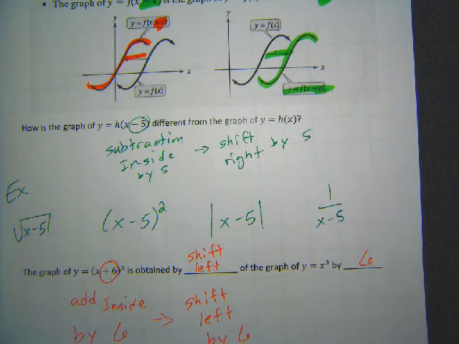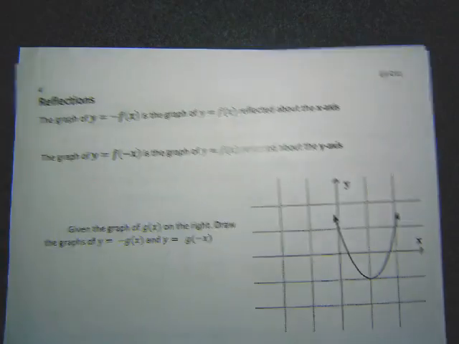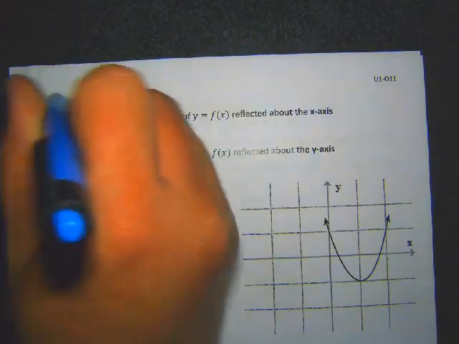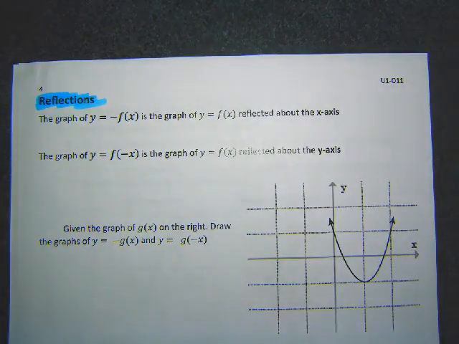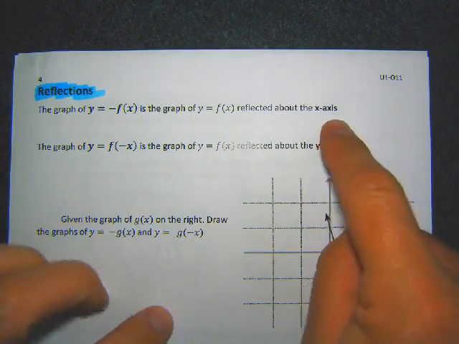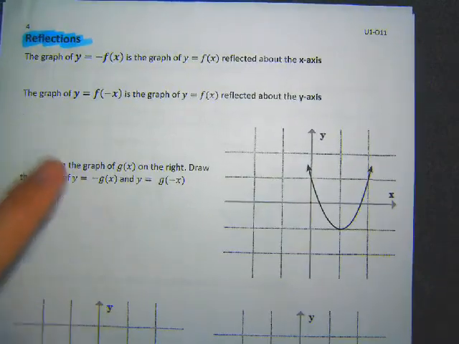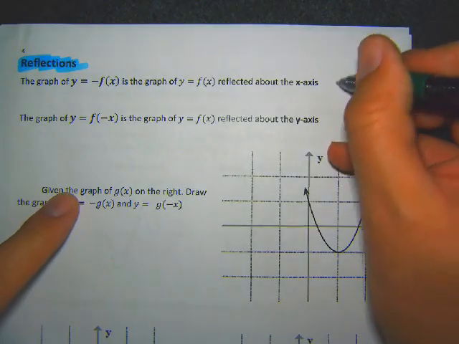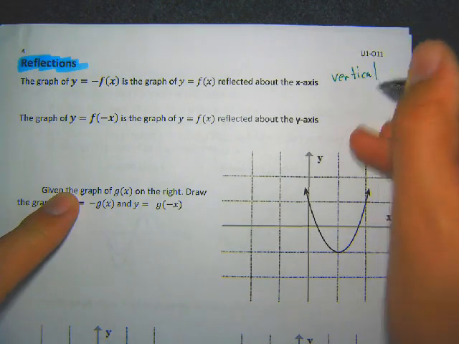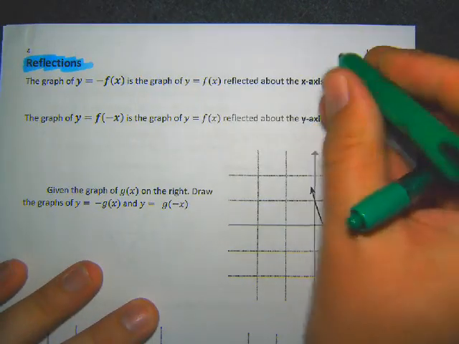Okay, the first type of transformations are all translations. So we had vertical translations, and we had horizontal translations. The next type of transformation is going to be reflections. So reflections is where we're going to flip it, and we're always going to flip over one of the axes, right? We're going to flip over the x-axis or the y-axis. The first one, where we flip over the x-axis, remember that's going to flip this way, is a vertical flip. So we'll call this a vertical flip, because we're flipping up and down.